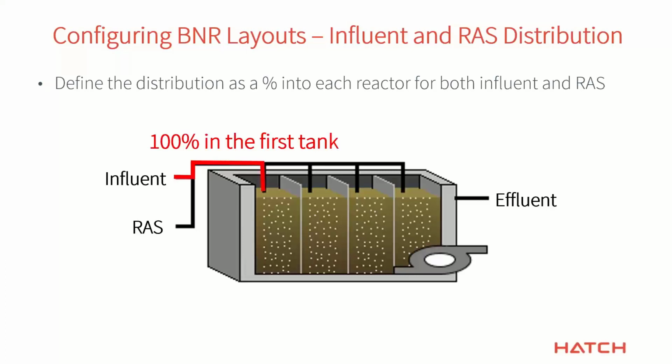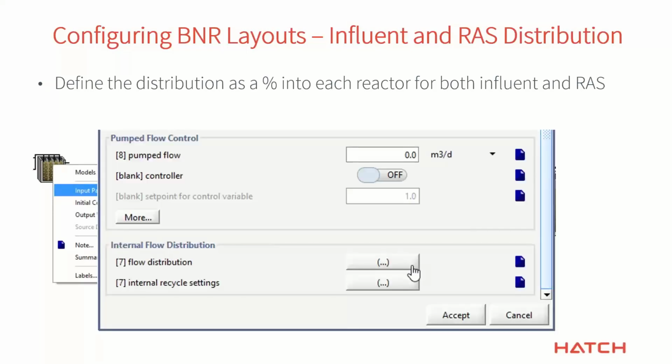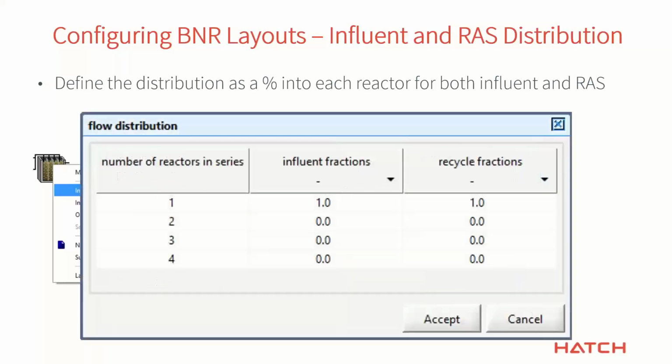So that's the default, and now this is a place where you may need to come in and change something. So if you go to the input parameters menu, go to the operational settings, and then scroll all the way to the bottom of this menu, and then you will find the flow distribution settings here. Hit this button, and then you'll get a table that looks like this. So this is our 4 reactors that are in series. So this is the front. And we can see here that 100%, this is a fraction between 0 and 1, 100% of it is going into the front end of the tank. This is where we specify how we would like that to work.